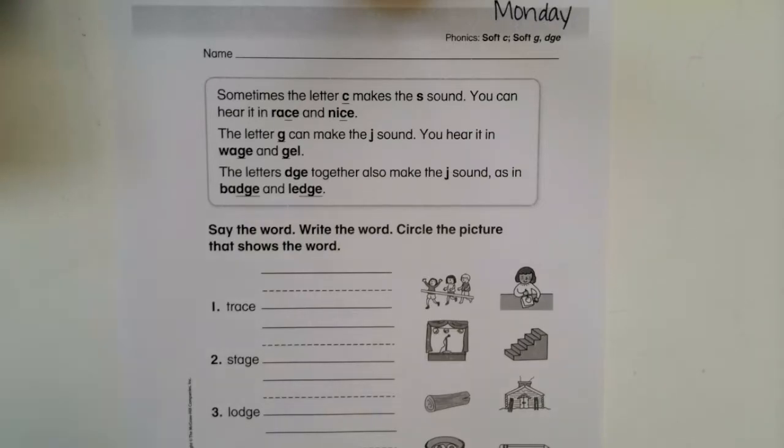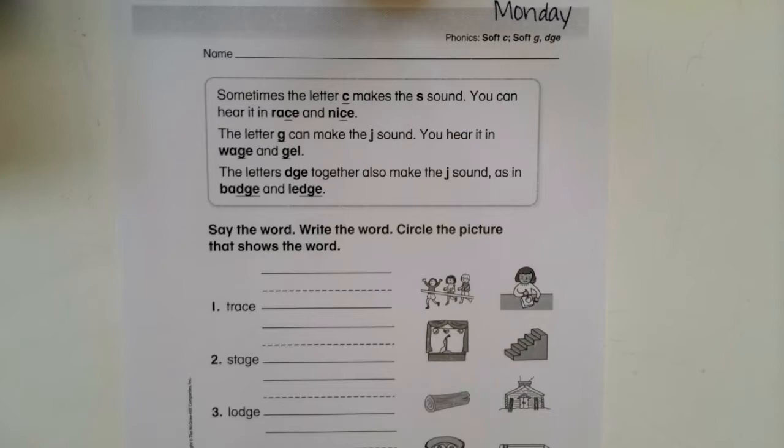All right. So this week in phonics, we're looking at some different kinds of sounds. We're learning about the soft C sound, which makes the same sound that you hear in race and nice. It makes the S sound. So soft C makes the same sound you hear when you're making the S sound.